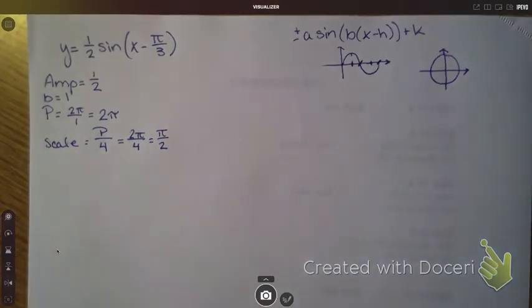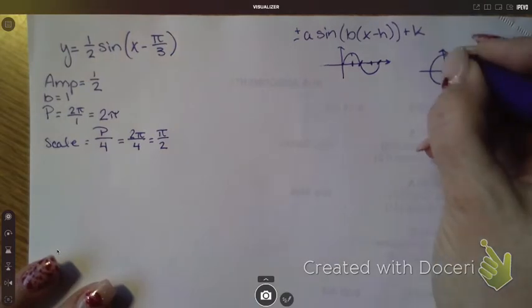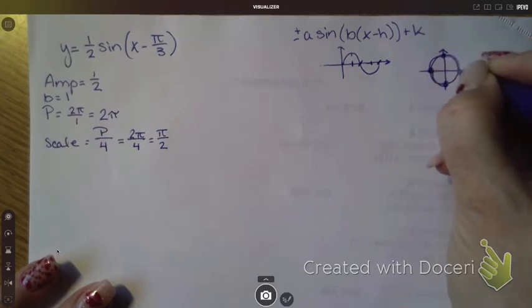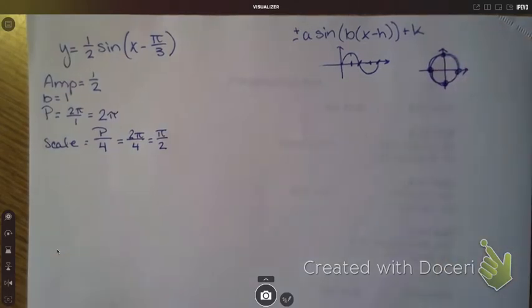The period didn't change from the parent function, so we already know that this is 1 pi over 2 from here to here, correct? And then another pi over 2, and then another pi over 2. See that? Okay. When you were writing out 2 pi over 4, you said the answer instead of... Oh, I did. That doesn't surprise me.